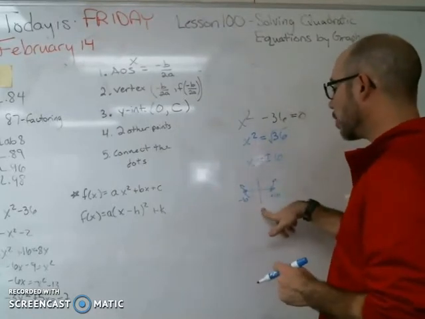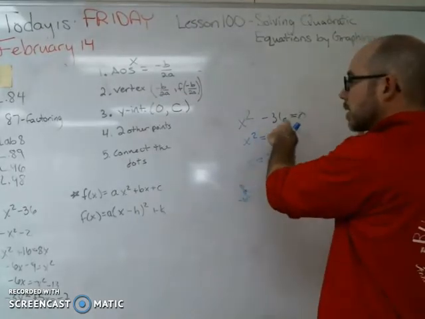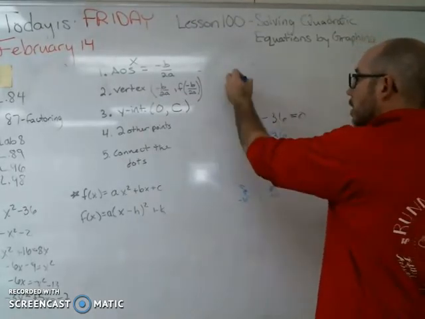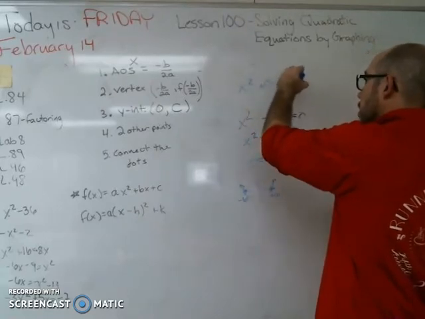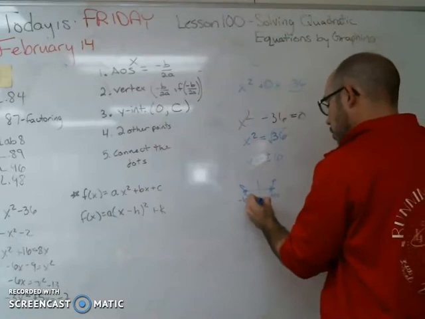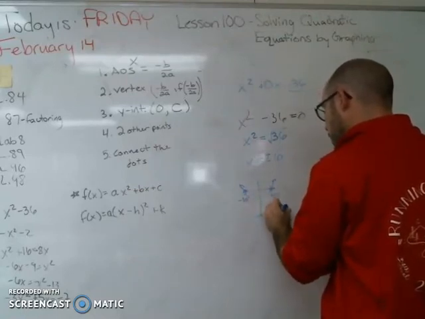And then if we want to know the vertex, it's right in the middle. And the vertex is C. If we were going to do this in standard form, we'd have like a plus 0x. So C is right there. It will cross way, way down here at negative 36.